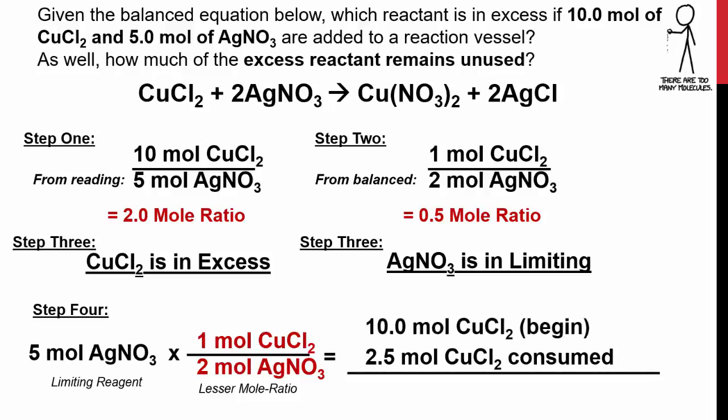If we start with 10 moles and we use 2.5 moles, subtracting to find the difference, you get about 7.5 moles of copper chloride that was not consumed in this reaction. Again, the copper chloride would just be floating around the reaction vessel, not reacting with any of the products that were created.